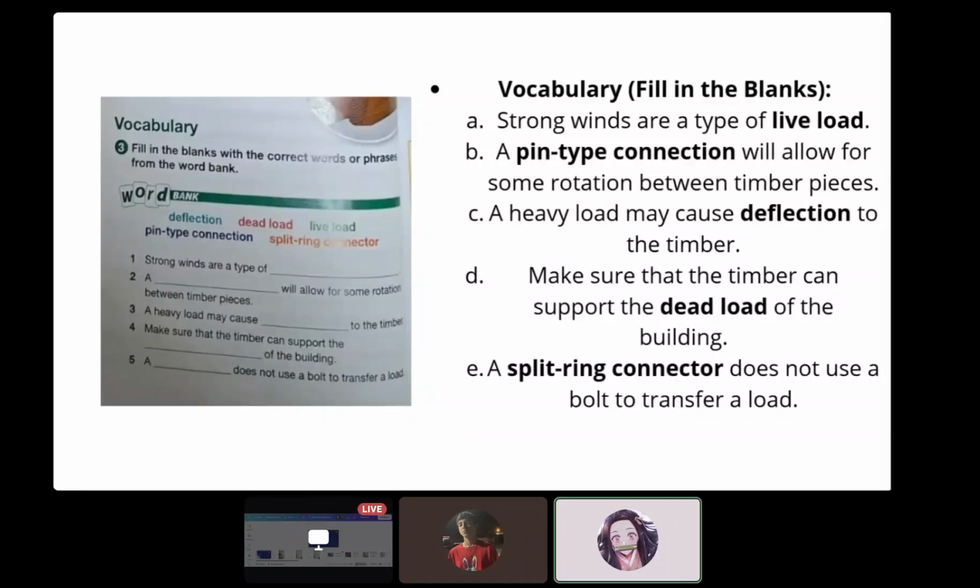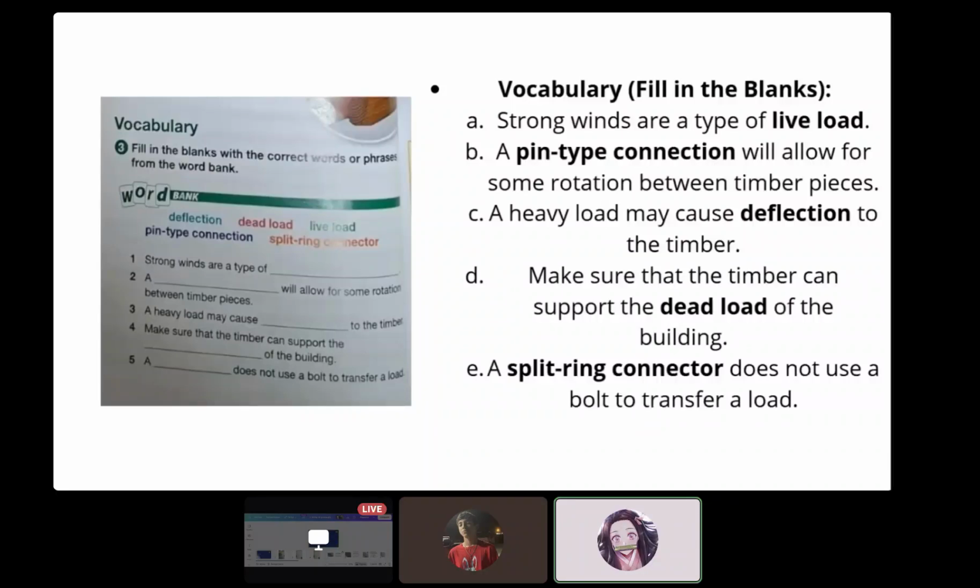The third activity is a vocabulary activity, where we have to connect the five words or terms that we have there: deflection, dead load, live load, pin type connection, split ring connector. The first one is, strong winds are a type of light load. The second one is, a pin type connection will allow for some rotation between timber pieces.